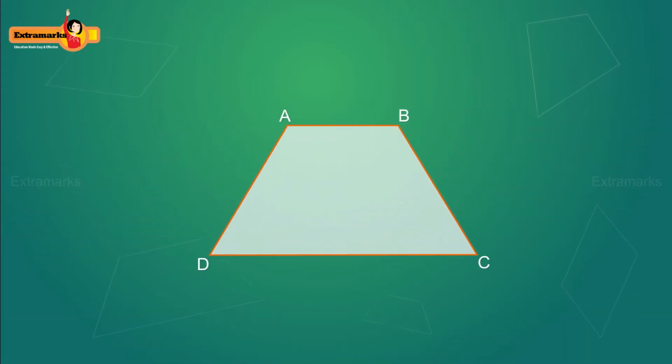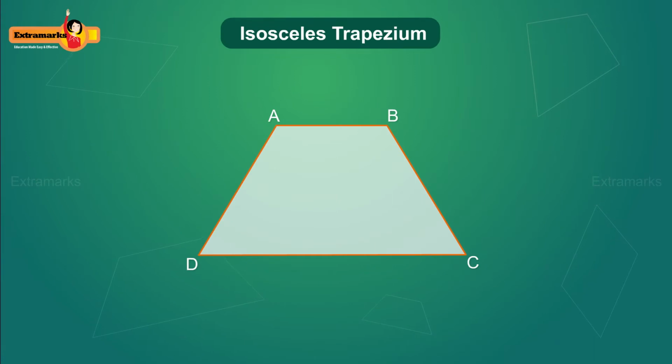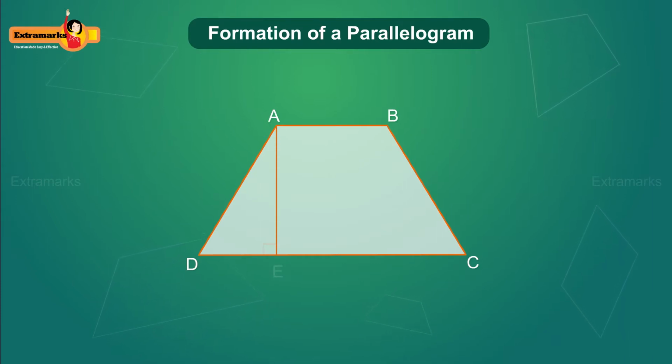We have already learnt about isosceles trapezium. Let us form a parallelogram using this isosceles trapezium. From the vertex A, draw a perpendicular to side DC, intersecting it at point E. Now from the point E, draw a line which joins it to the midpoint F of side AD. Now cut out the triangle DEF. Flip this triangle and place it alongside AF. This way, you will get a parallelogram with the same area.